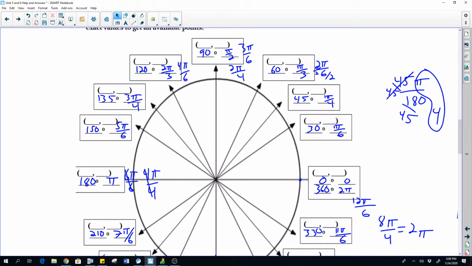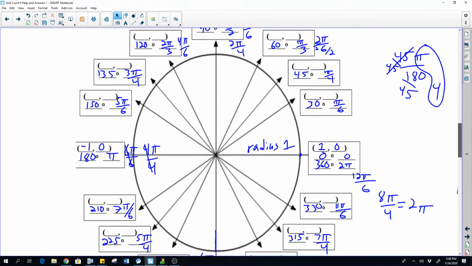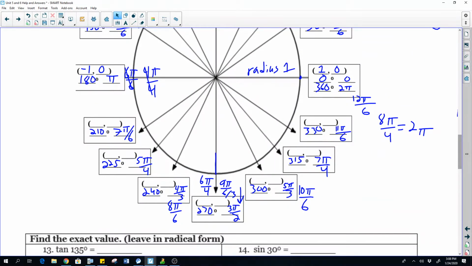So first of all, let's do the easy coordinates. A unit circle always has a radius of 1. So that means this will be over 1, but up 0. This one over here will be back 1, and then up 0. This one will be over 0, but up 1. And then, of course, down below will be over 0, but down 1. So those ones are done.